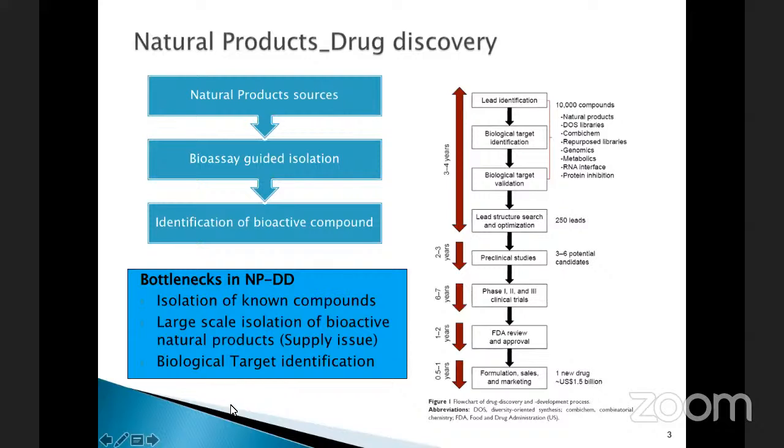Then, as I already told you, the third bottleneck in natural product drug discovery is biological target identification. Sometimes if it is not a known target, then finding an unknown target is a Herculean task, and it takes a good number of years to find the actual target of the particular molecule. These are the major bottlenecks that have curtailed natural product research in most of the industry, because the industry doesn't want to spend time on something you are not sure about, and that's the major thing.